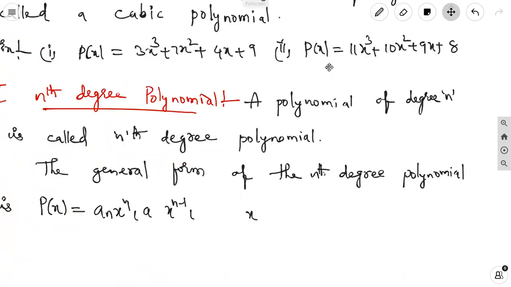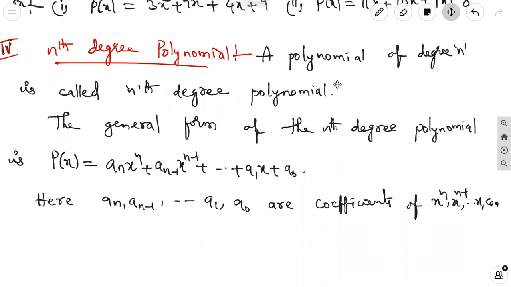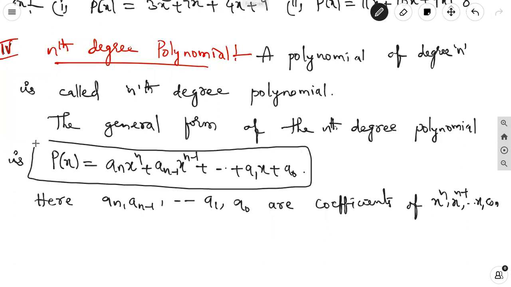Next, the nth degree polynomial means it's more than 3, so generally in the place of n, whatever value we want, we can take. A polynomial of degree n is called nth degree polynomial. The general form of the nth degree polynomial is p of x equal to an x to the power of n plus an minus 1 x to the power of n minus 1 plus so on plus a1x plus a0. See here, in this, the highest degree of the x variable is n. So, we can say that it is the nth degree polynomial.